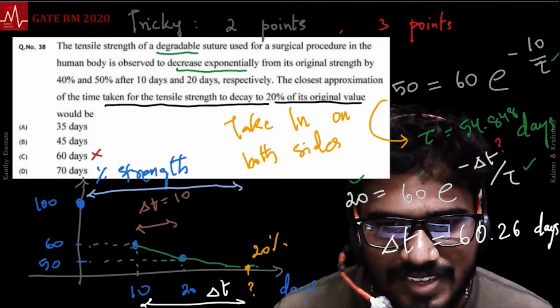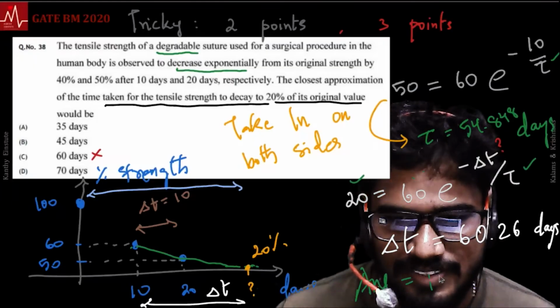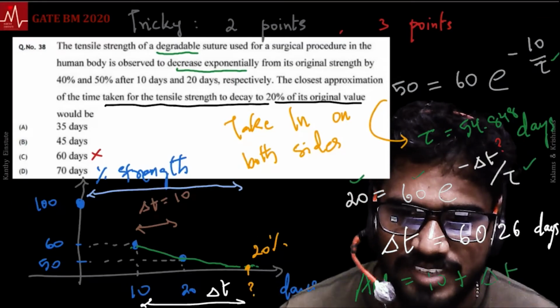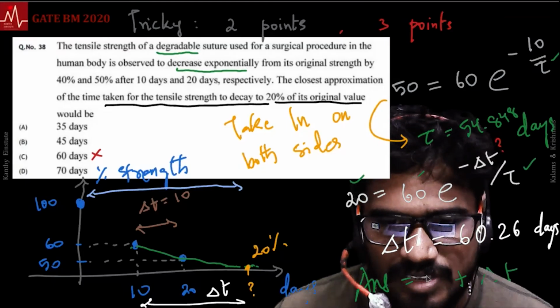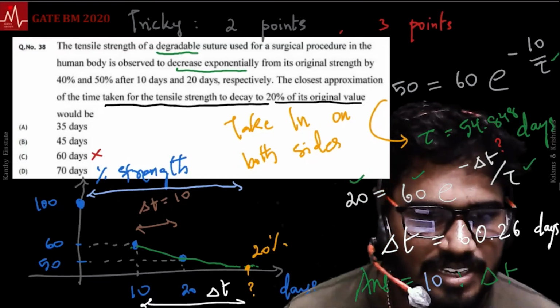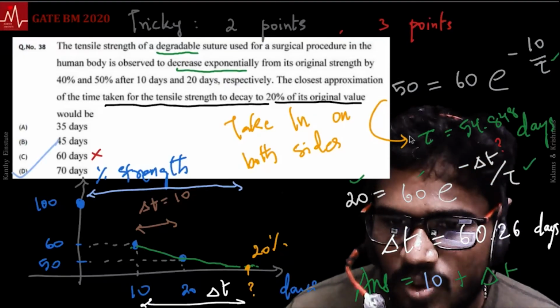Answer is 10 plus delta t. Kind of shown it there in the figure. So I'm not going to explain this any further. 10 plus delta t days, and that becomes 70 days. That's your answer.